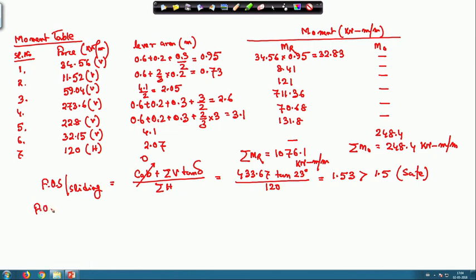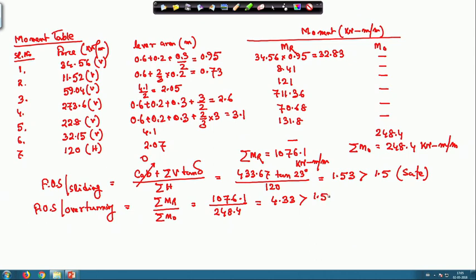Okay. Then the factor of safety for overturning. This is the summation of resisting moment divided by the summation of overturning moment. The overturning moment is 248.4, and the resisting moment is 1076.1. So, this is 4.33, greater than 1.5. So, this is also safe.